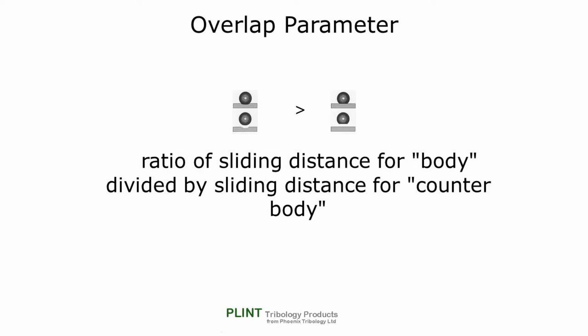We can, of course, adjust the way the wear is shared between the two surfaces by altering the overlap parameter. The overlap parameter, as devised by Chicos, is defined as the ratio of the sliding distance for a body divided by the sliding distance for the counterbody. For the thrust washer geometry, this is 1. For fretting tests, it is close to 1. For pin-on-disc tests, it is variable, but it is typically less than 0.05. The overlap parameter also applies to reciprocating tests.